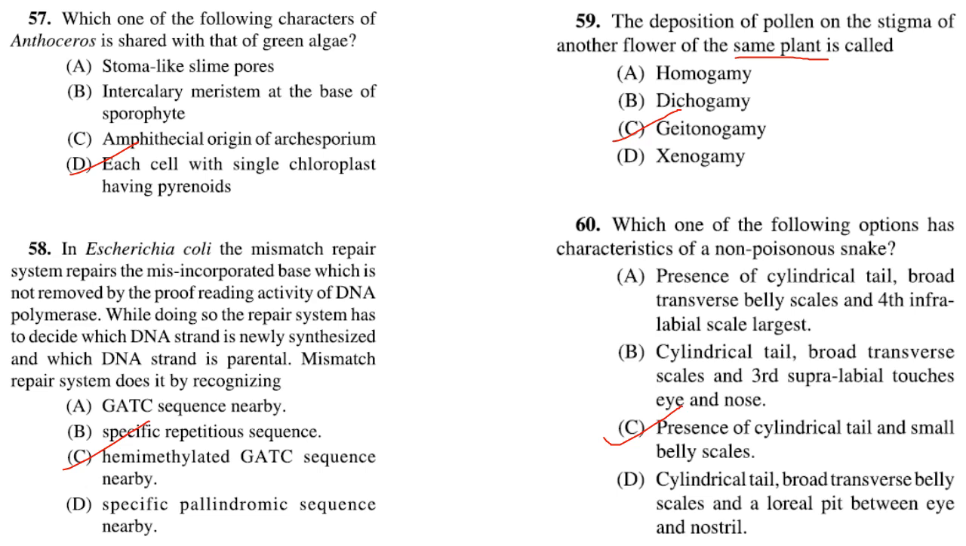The deposition of pollen on the stigma of another flower of the same plant is called geitonogamy. Answer is option C.